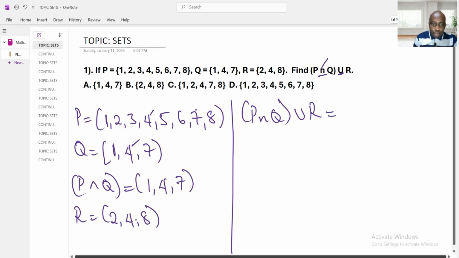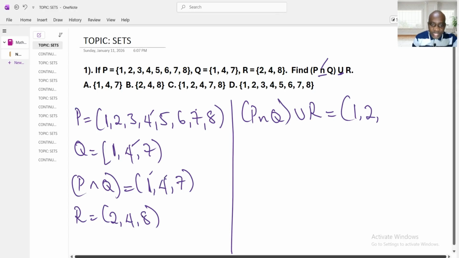Now, what is the union? Firstly, we have 1 here. When you have 1 here, it means that you unite everything together. Whatever you see here, you will put it here. Firstly, let's start from the lowest to the highest. 1 is here, isn't it? Yes, we pick this one. 2 is here, you pick 2. 3, there's no 3 in the two sets. Therefore, ignore that one.